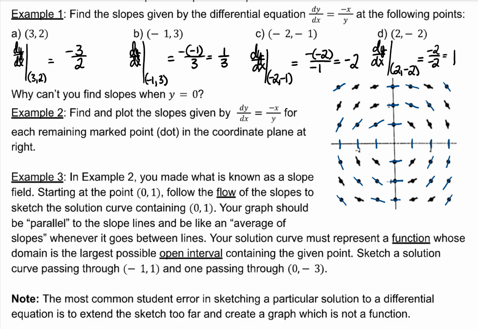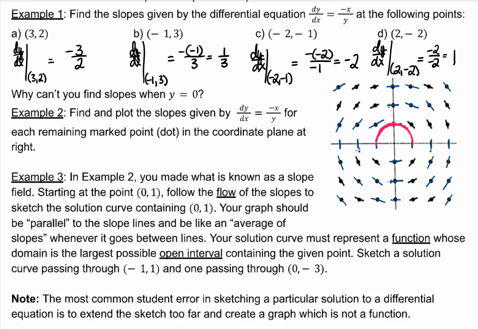Your graph should be parallel to the slope lines and be like an average of the slopes whenever it goes between the lines. Your curve also must represent a function whose domain is the largest possible open interval containing the given point. At 0, 1, we have a horizontal slope. As we move toward the positive x-axis, we'll be sloping downward until our slope becomes completely vertical. Going to the left, slope downward, but positive slopes this time.